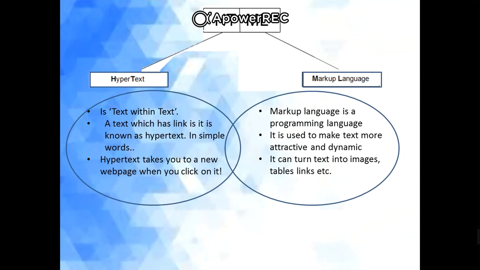Now here, as you can see, the full form of HTML is Hypertext Markup Language. Now what does hypertext literally mean? Hypertext means text within text. In simple words, we call hypertext a hyperlink. Now coming to markup languages. A markup language is a language which is used to enhance the text.